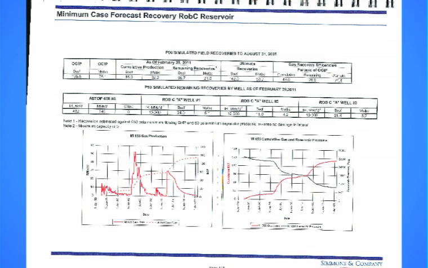The next 2 images represent the simulated field recoveries to August 31, 2025 for the Rob C reservoir. They include the P90, P50, and P10 cases. The first image represents the minimum case forecast, which is the P90 case. You will see 2 tables and 2 plots. The 2 plots reflect the gas rate, gas cum, and reservoir pressure.